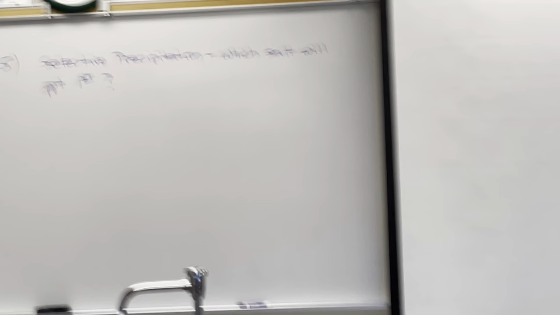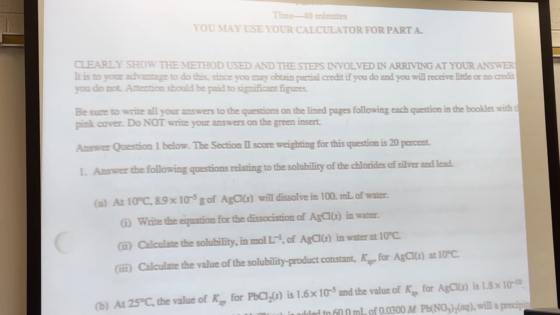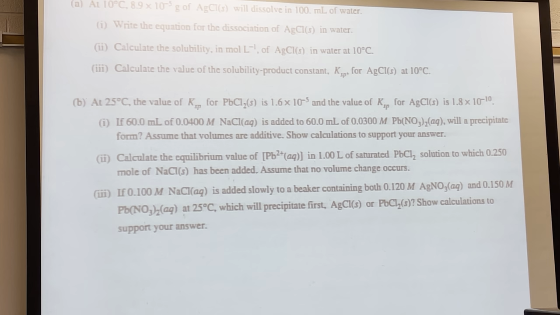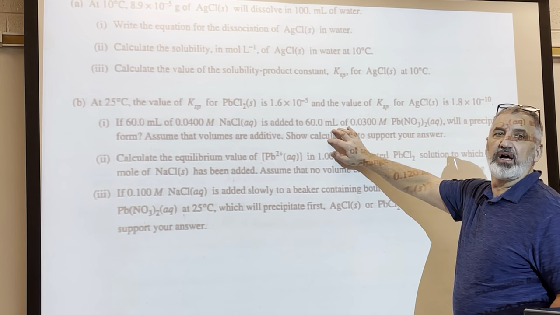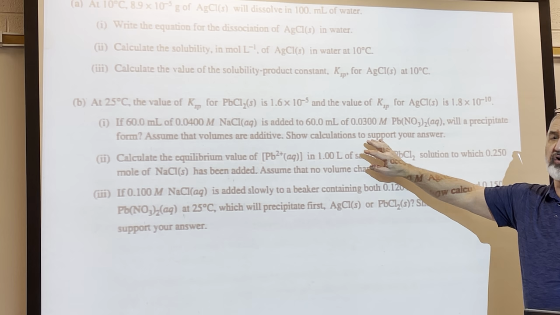So when we're looking at our problems, if we're looking at our sample problems, here we go. It is right there. 2001, right at the beginning. We've done most of this one now. Okay, so this is an example right here of problem number four. You mix two things together, will a precipitate form based upon this?